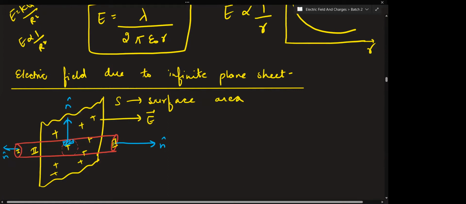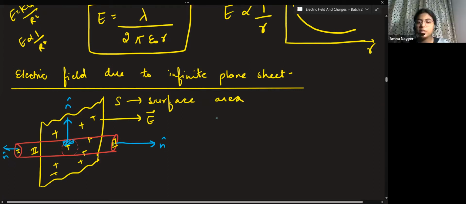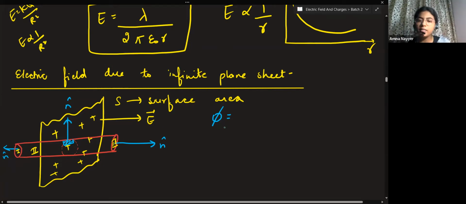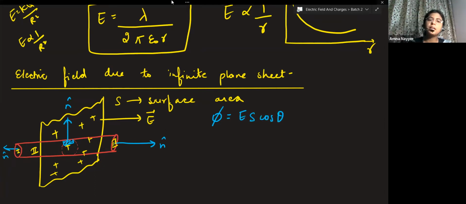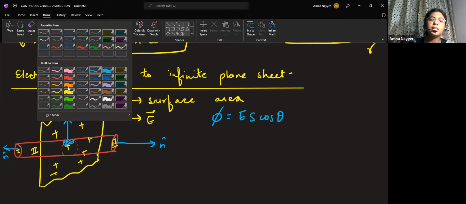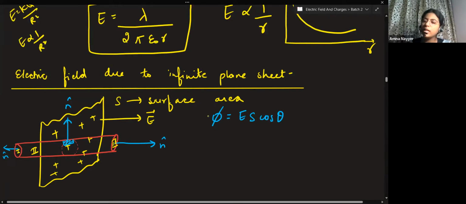90 degrees. Now, if you remember when we discussed Gauss law, according to Gauss theorem, phi is 1 by epsilon naught times the charge enclosed. And the formula for calculation of flux was Es cos theta. Now see, if theta is 90, cos 90 will come out to be 0. So your flux will be 0.